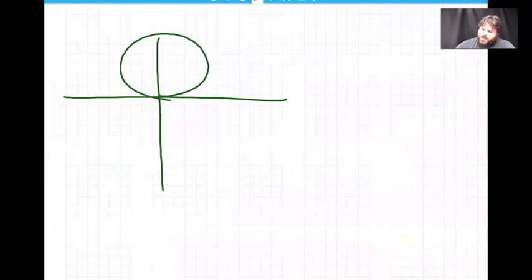Okay, so usually they'll give you, this isn't a very good picture. I'm going to start over on my picture. Let's say that this is our picture.